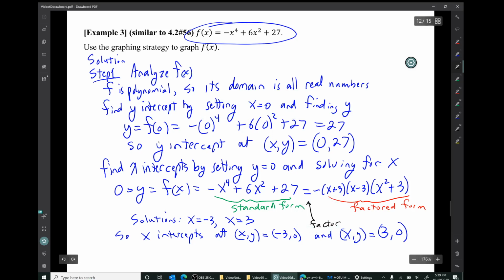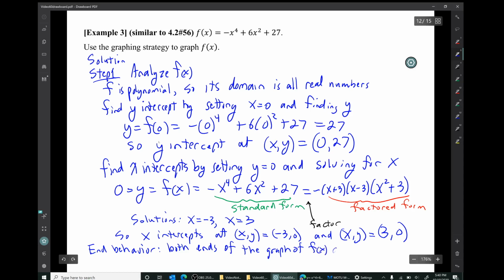There is one more bit of information that I want to think about, and that is the end behavior. Without doing any work, we can look at that function and think about how the shape of the graph will look, and in particular the ends of the graph. Notice that that's an even degree polynomial with an odd leading coefficient. So that means that both ends of the graph go down. So again, that's an easy question to ask. We don't have to do any calculations. We just scrutinize the leading term.